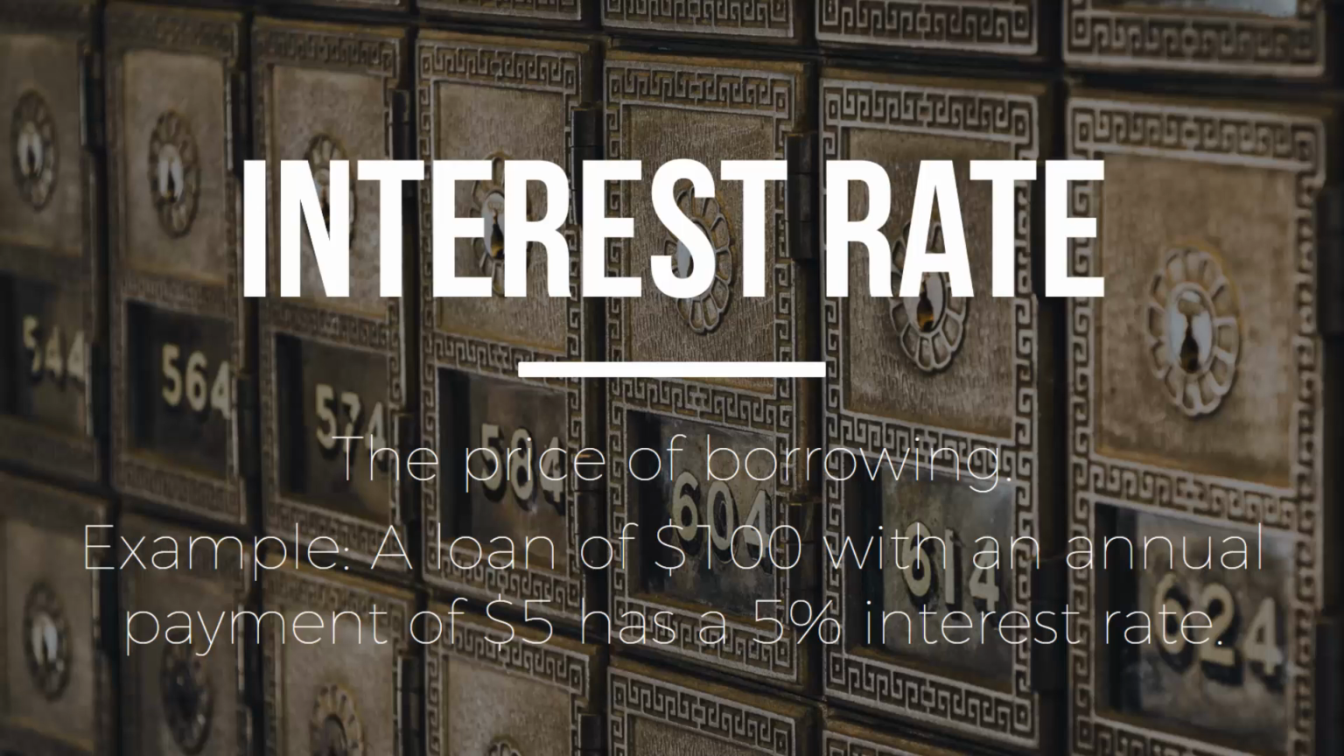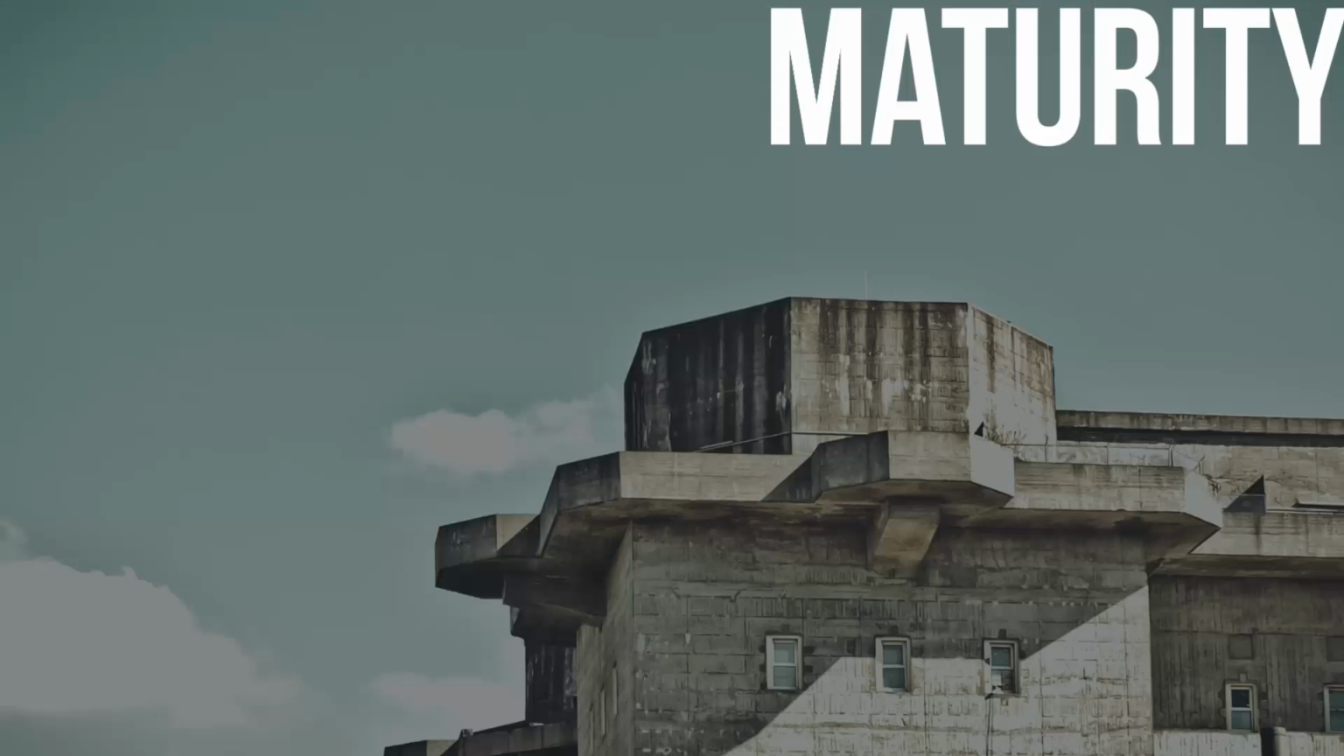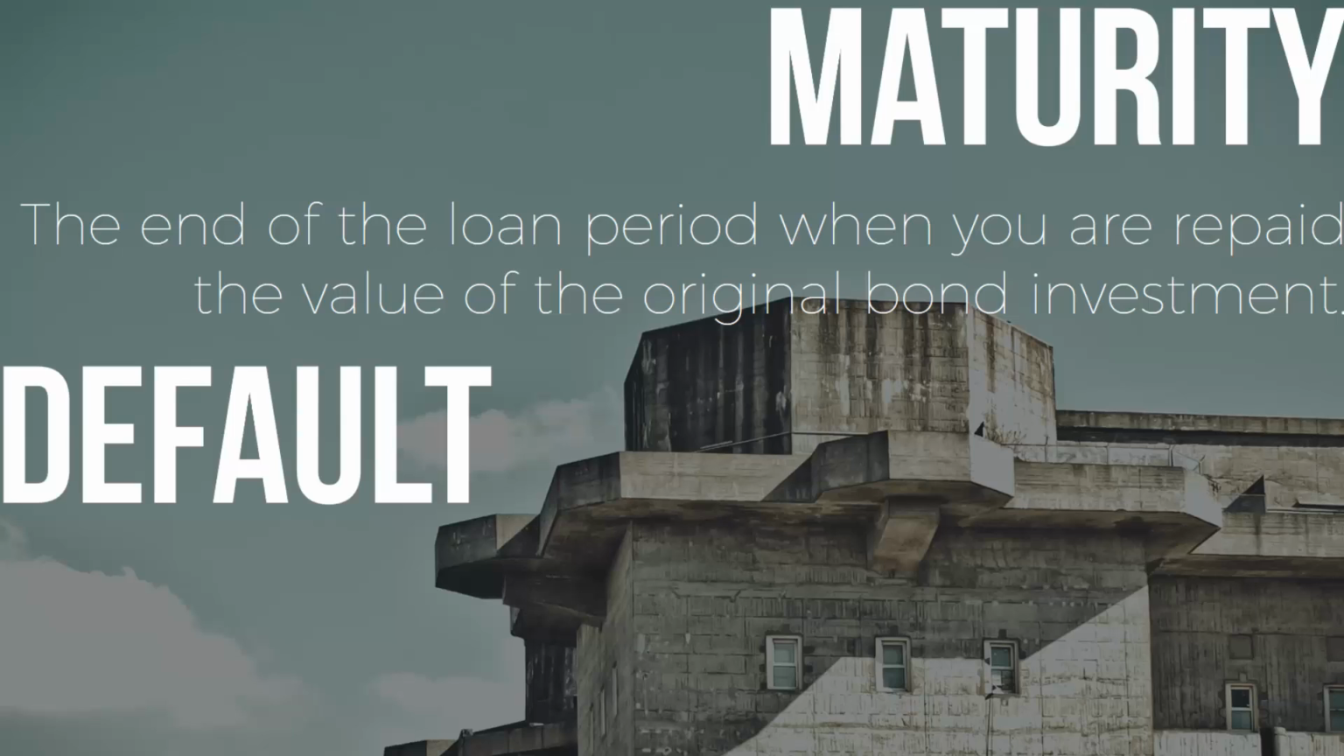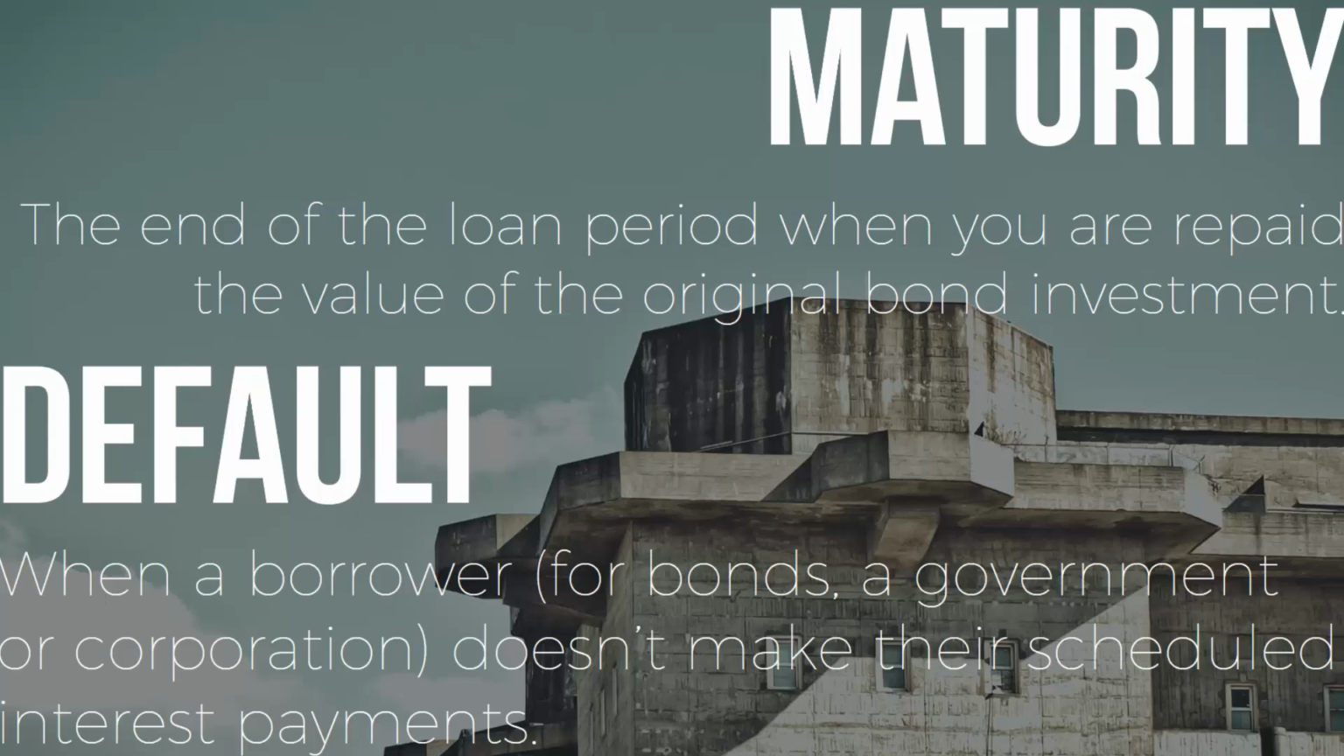Interest rates are simply the price a borrower pays each period, usually a year, to borrow a sum of money. A very basic example would be a loan of $100. If it has an annual payment of $5, it has an interest rate of 5%. You pay the $5 each year as the cost of borrowing, on top of the payments you make to repay the loan. Bonds have a certain date at which they mature, at which point you repay the original loan you made to the borrower. Whereas default is when a borrower, typically a government or corporation for bonds, doesn't make their scheduled interest payments.